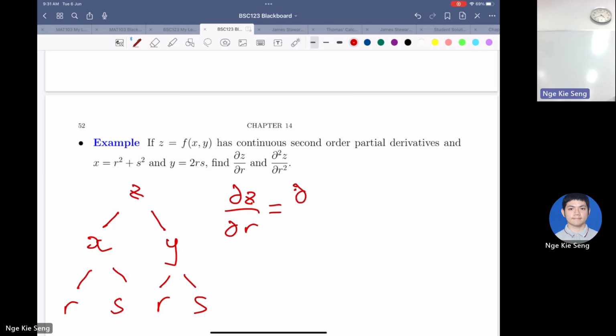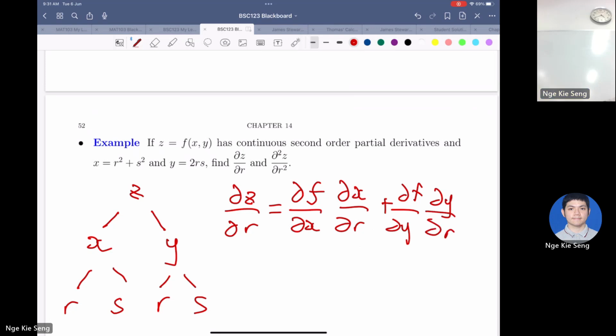So what are the two paths here? You can differentiate f with respect to x, times del x over del r, plus del f over del y times del y over del r. We will use z and f interchangeably, because z equals f.